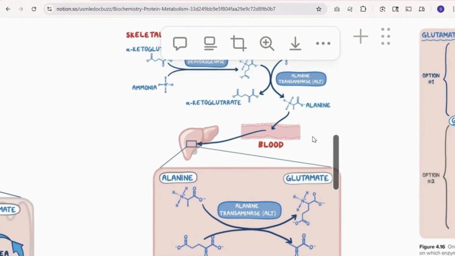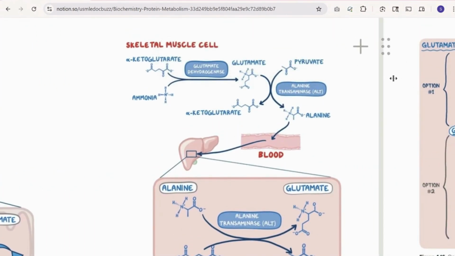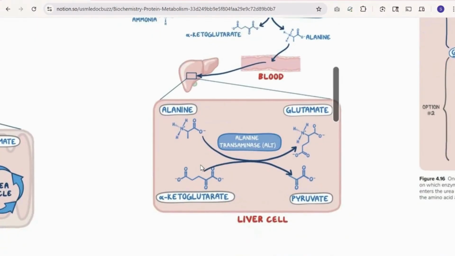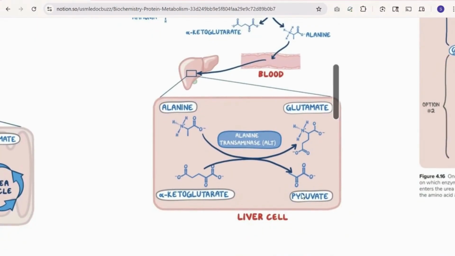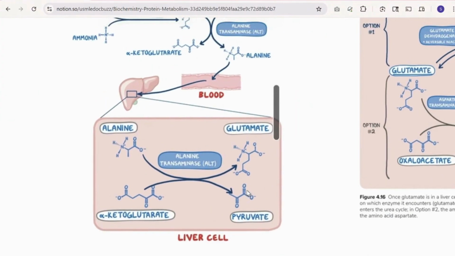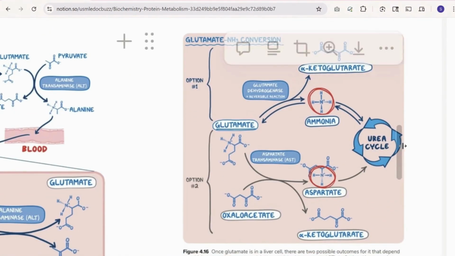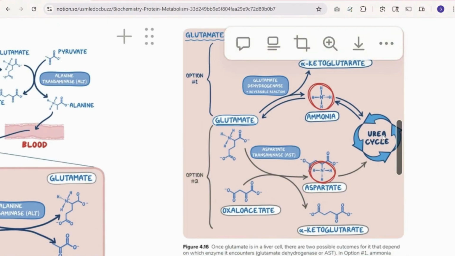We know this next way already. Take it and combine it with some sort of alpha ketoglutarate. It can be ALT, it can be AST. Go through the blood, go into the liver, and eventually make glutamate and send this ammonium somewhere else. So that is ALT. Now, as you see in this diagram, once the glutamate is here, it can undergo two options, two cycles. It can make ammonia and go into the urea cycle, or it can go and make aspartate.